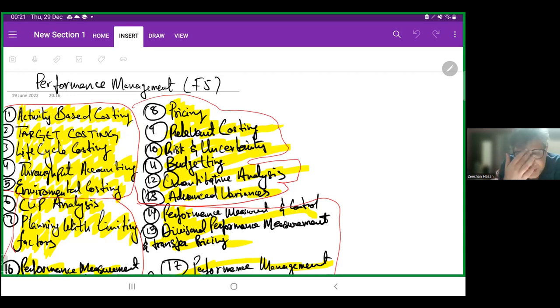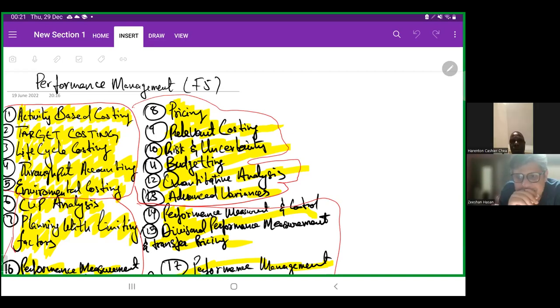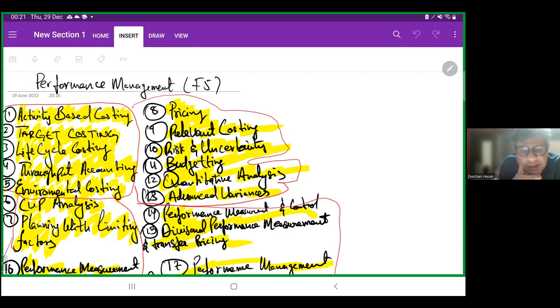So what are the topics? Firstly, we will have activity based costing. Activity based costing is a new topic. You studied a little bit about it in your previous studies of F2, but not in detail. In detail you will learn about it in this F5 performance management paper. It is the advanced technique of overheads costing.